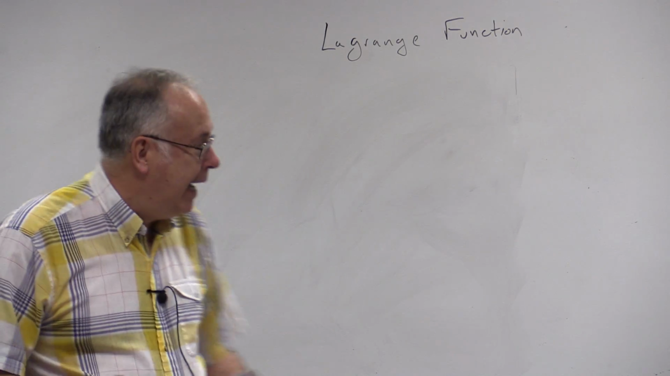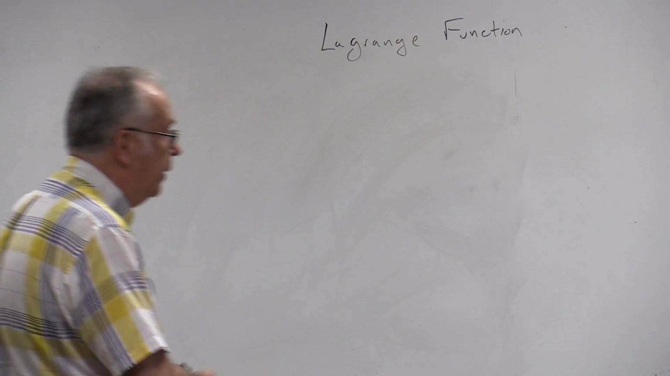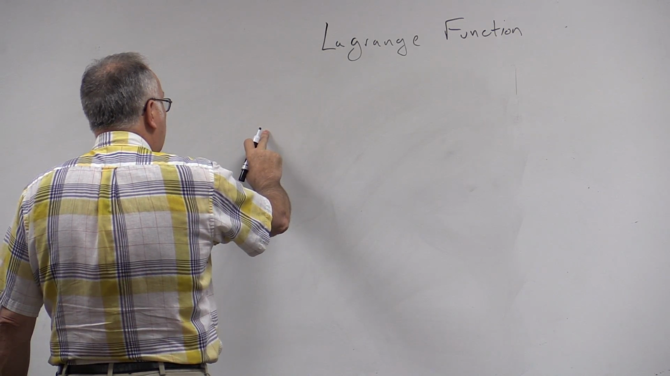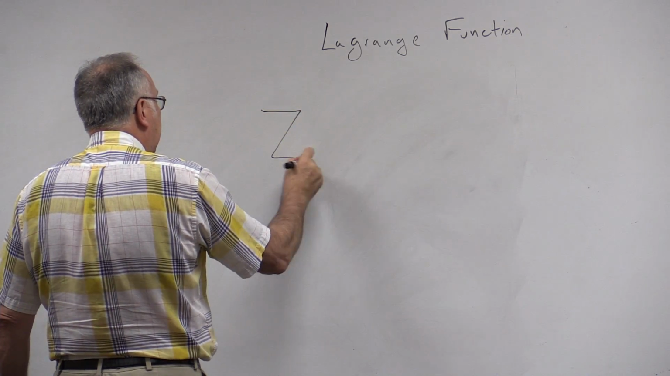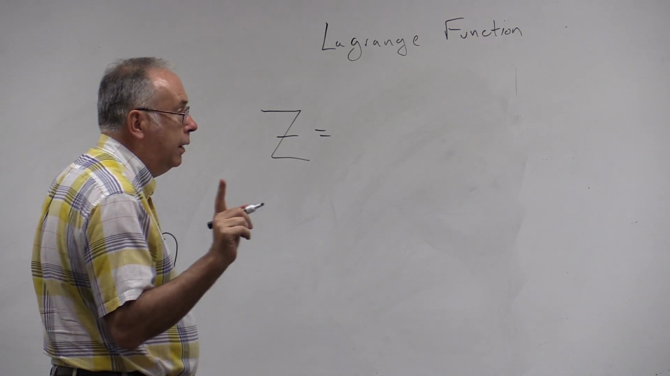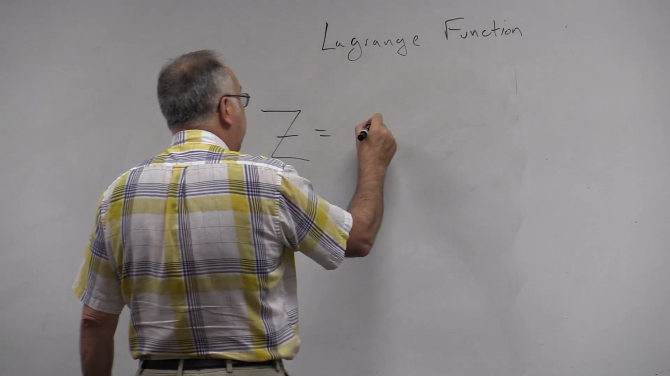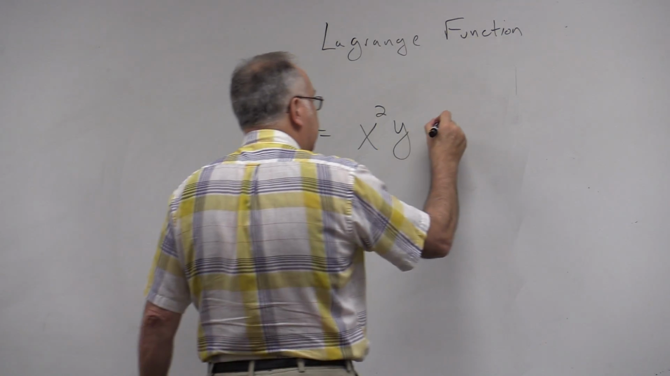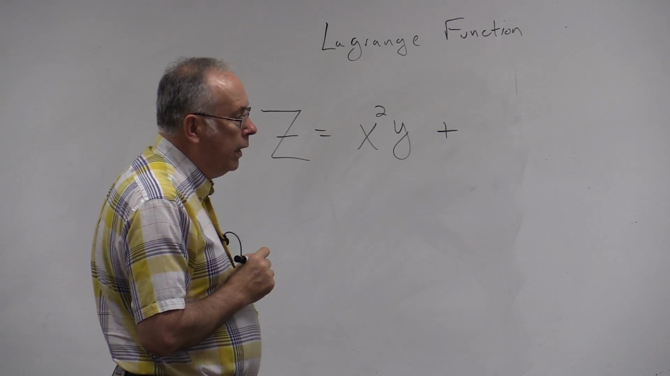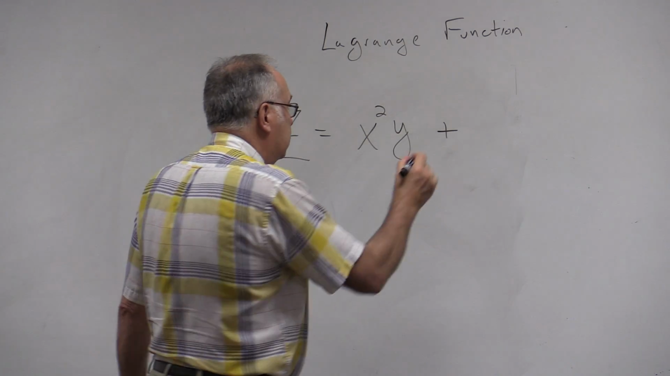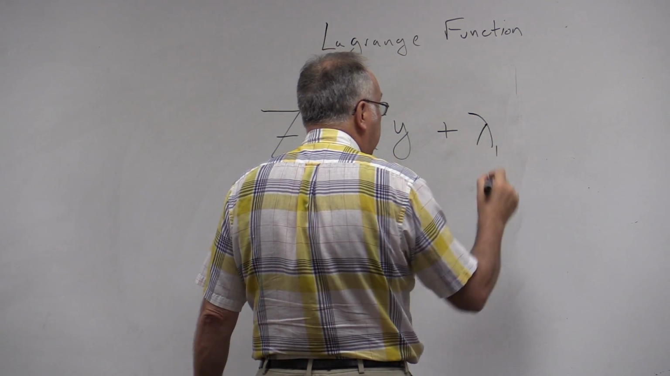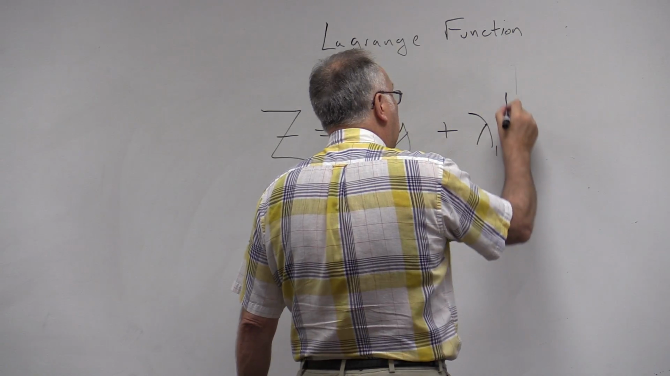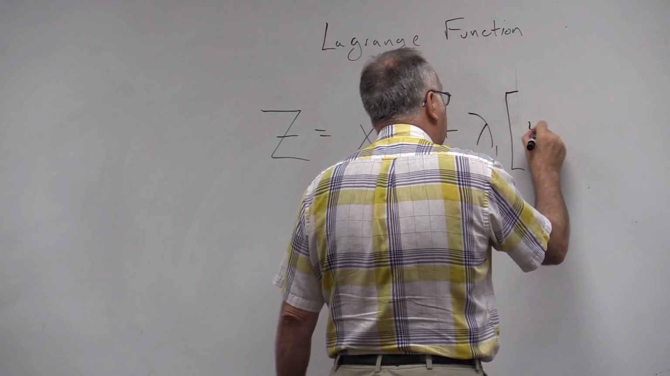Okay, so noting that, what would your Lagrange function be? x squared y. Yes, okay, and what do we start with? Z. Let's use Z, following Chang. Z equals, go ahead, Ian. x squared y. Yes, that's the thing you want to maximize, plus the Lagrange multiplier of money. Let's just call that lambda 1. You could use some other notation, but I'll call it lambda 1 times what? 50 minus x minus y. Yes.